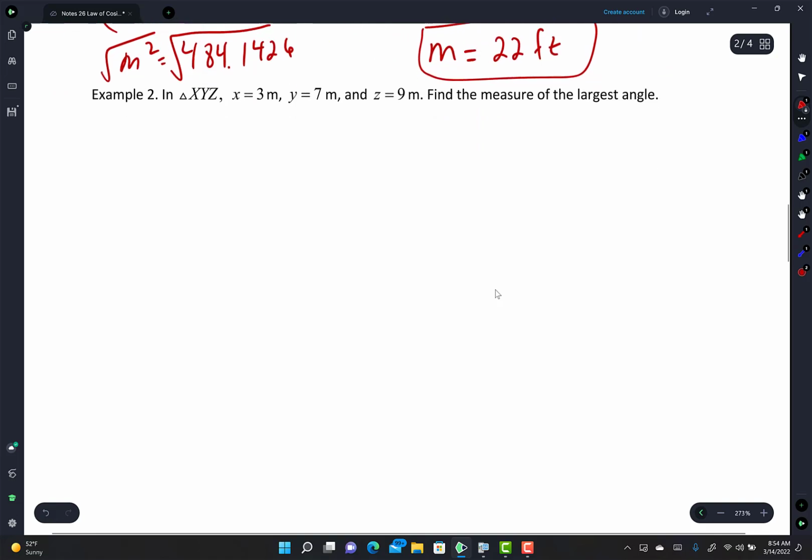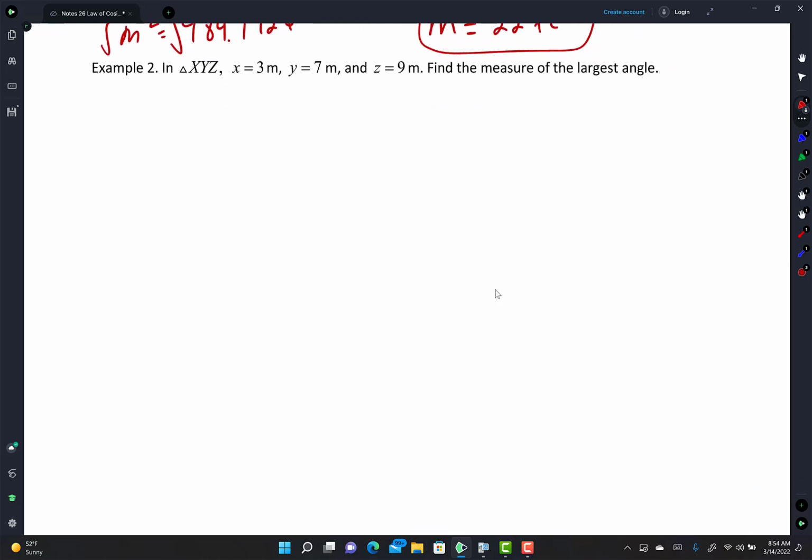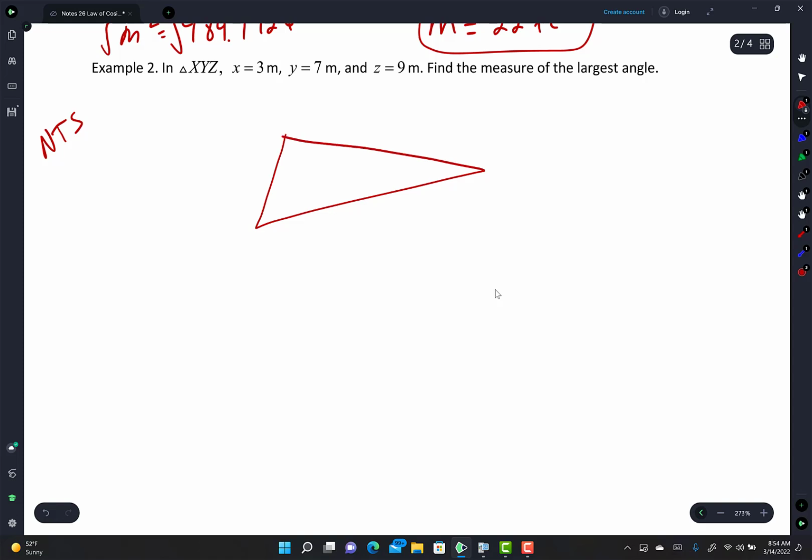Question 2. Don't worry, guys. We're going to be done pretty quickly. It says in triangle XYZ, x equals 3, y equals 7, z equals 9. Find the measure of the largest angle. So I'm going to put not to scale. And I'm going to write, there is a way to figure out whether it's acute, obtuse, or right triangle. But for now, we just care about finding this measure of the largest angle, right? So this is little x, which is 3. This is little y, which is 7. And this is little z, which is 9.